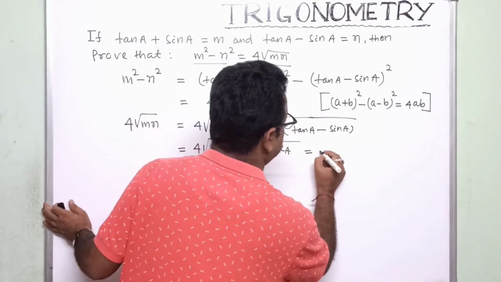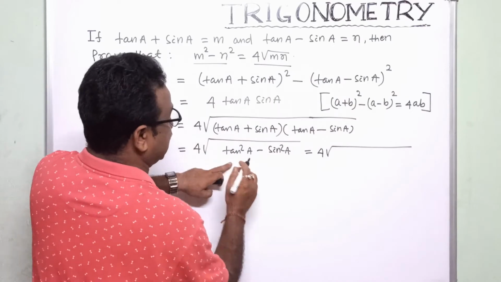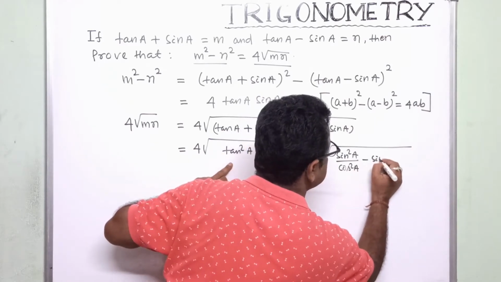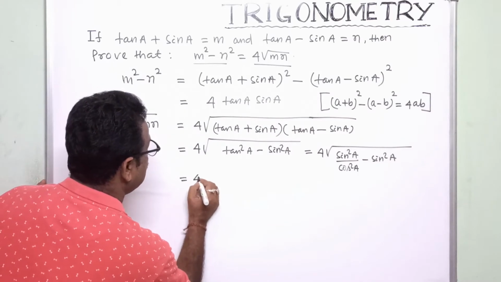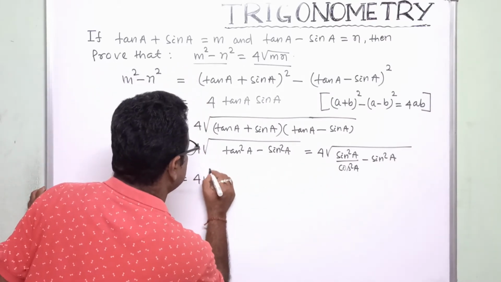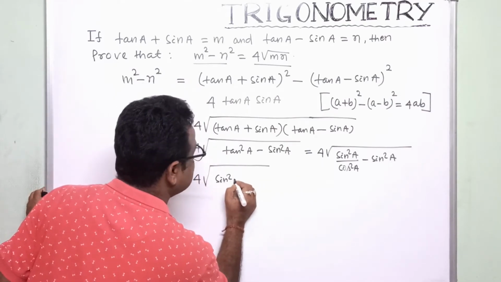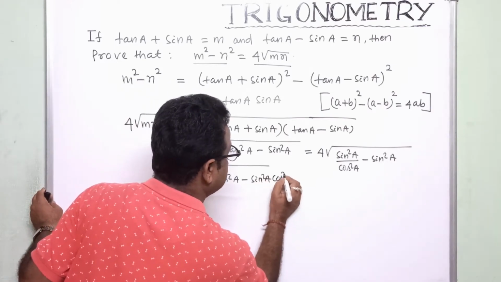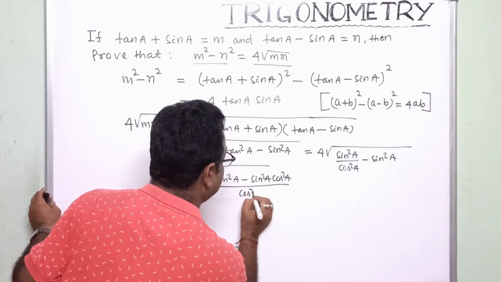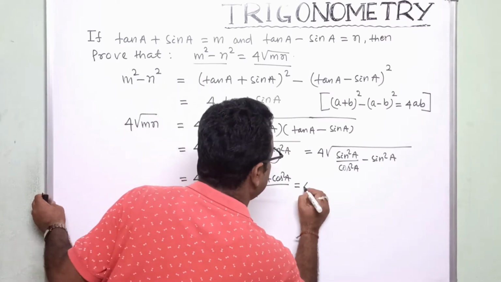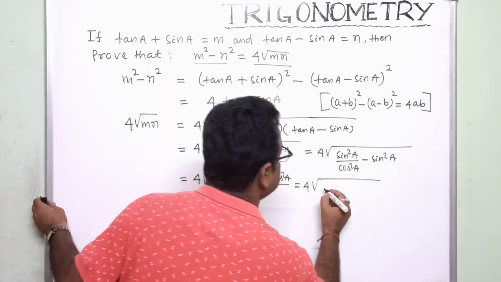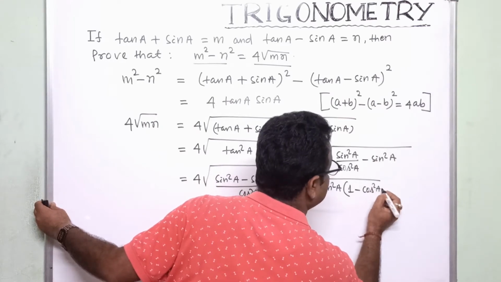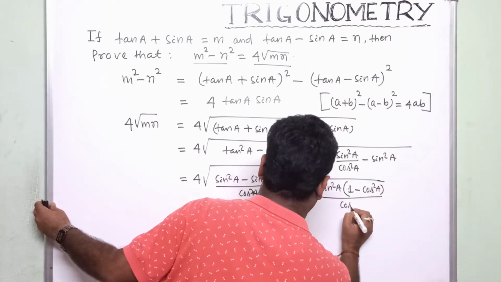So that is equal to your 4 root over tan square A minus sin square A. Tan square A is your sin square A by cos square A. That is equal to your 4 now root over (sin square A minus sin square A cos square A) whole divided by cos square A. Okay, that is equal to here 4 root over, sin square A we will take common, sin square A, now (1 minus cos square A) by cos square A.